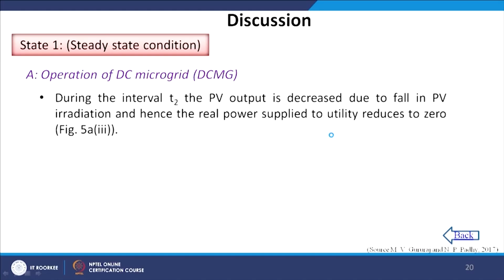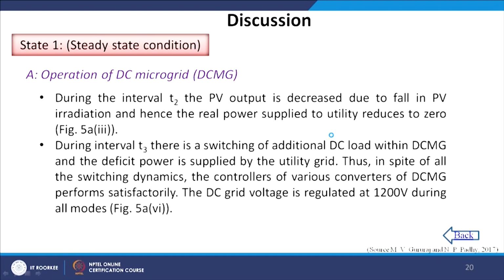Now, during the interval T2, the PV output is decreased due to fall in PV radiation, and hence the real power supply to the utility reduces to 0. During the interval T3, there is a switching of additional DC load within the DC microgrid and the deficit power is supplied by the utility grid. Thus, in spite of all the switching dynamics, the controllers of various converters of the DC microgrid perform satisfactorily. The DC grid voltage is regulated at 1200 volt during all modes.